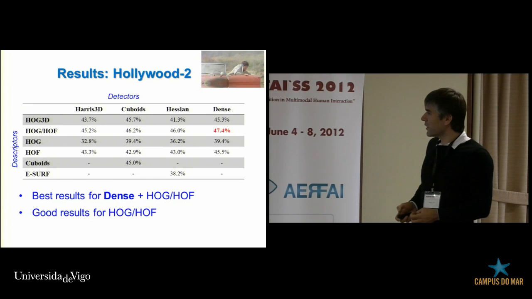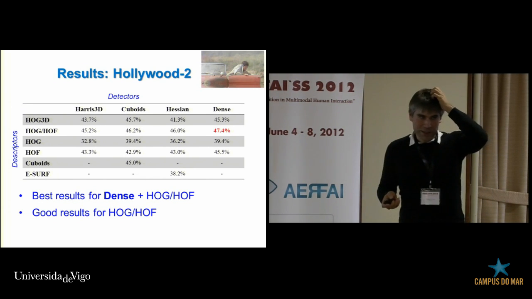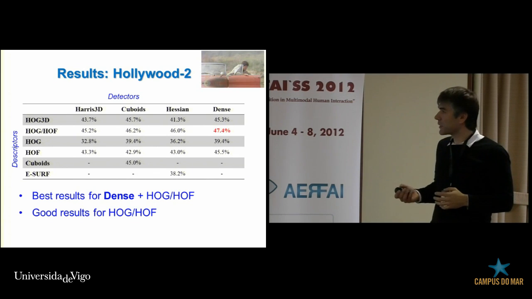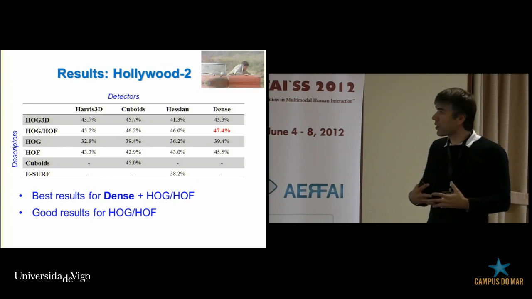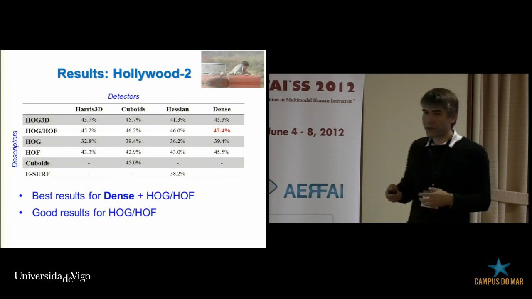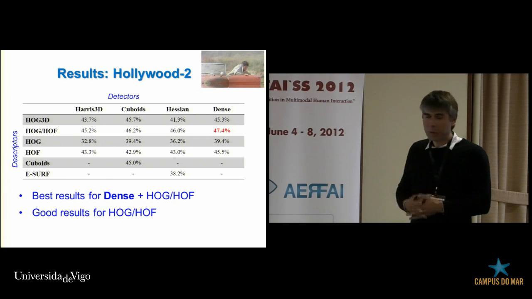Okay, so the conclusion here is that dense descriptors are better for realistic data, and why? Probably because it captures more. Probably it captures things in the background, for example, which are static, and the Harris 3D points would not capture.